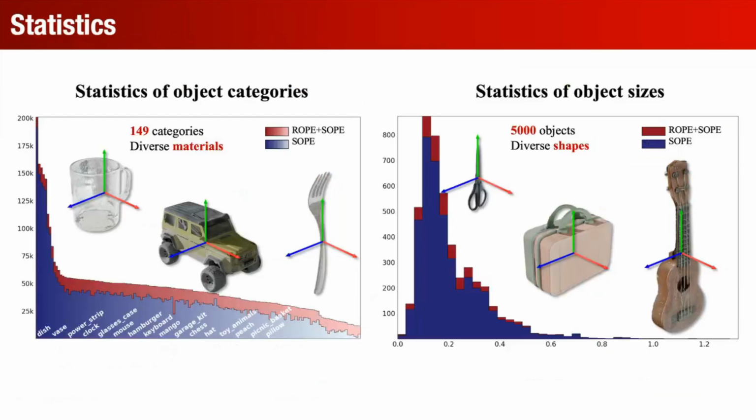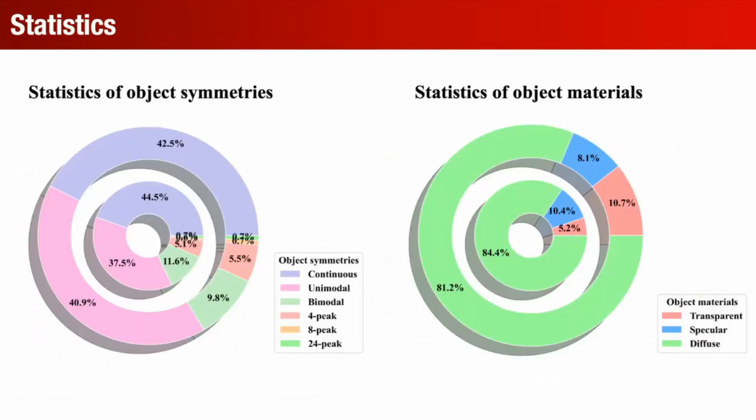Here, we highlight the diverse and comprehensive nature of Omni6DPose. We cover 149 categories, showcasing materials ranging from transparent glass to metal, ensuring our models can handle real-world variability. Our dataset also includes 5,000 distinct objects, varying in size from small utensils to large furniture, indicated by our size distribution graph. This diversity in features is crucial for advancing 6D pose estimation and tracking technologies.